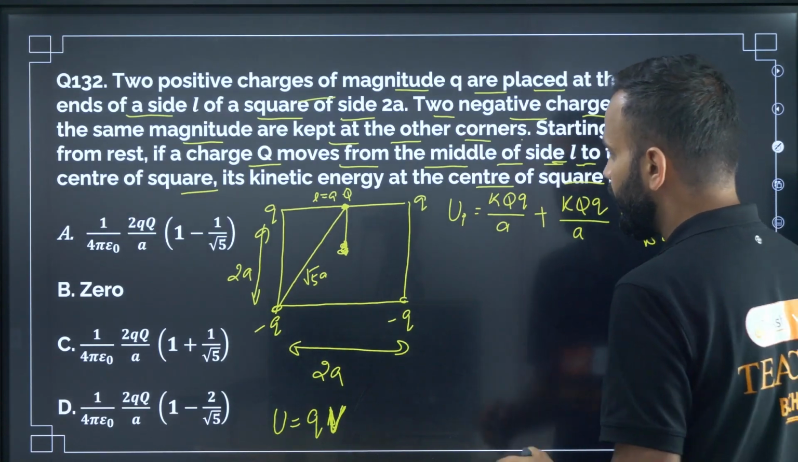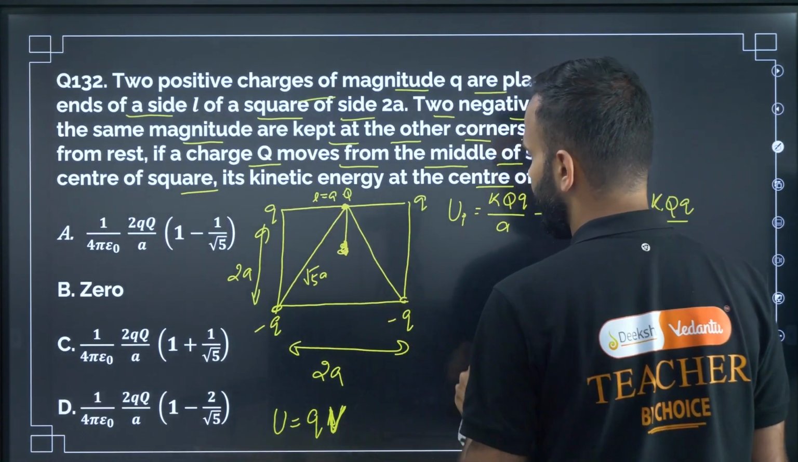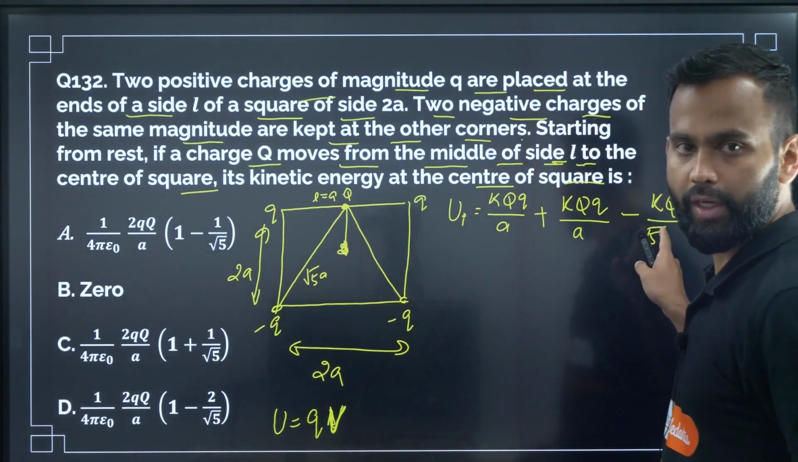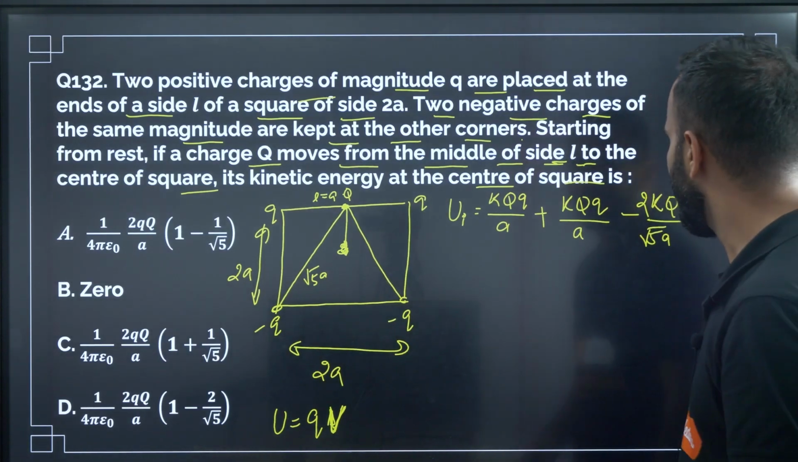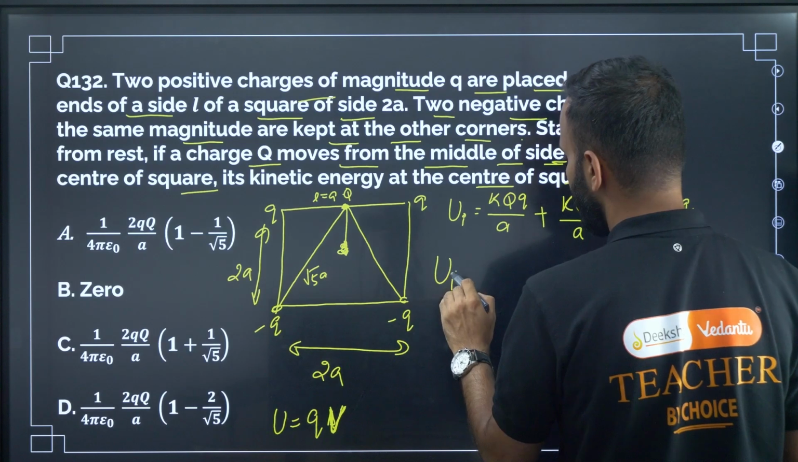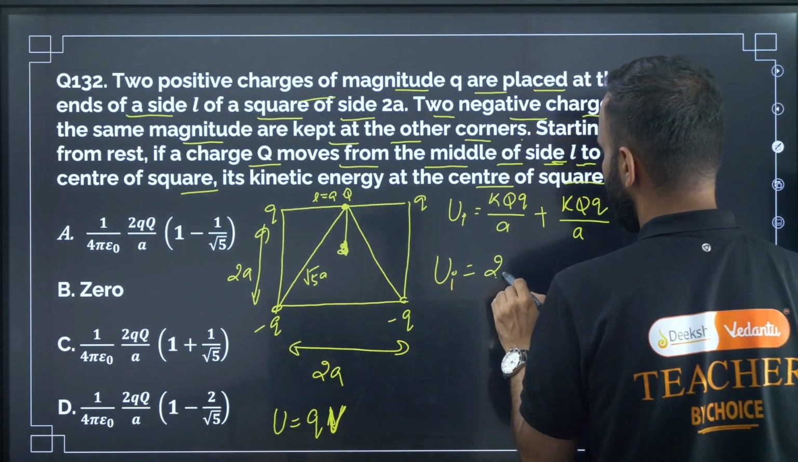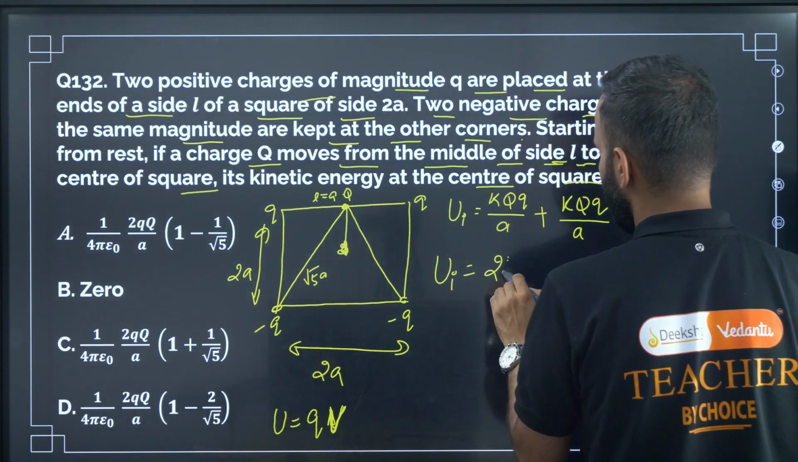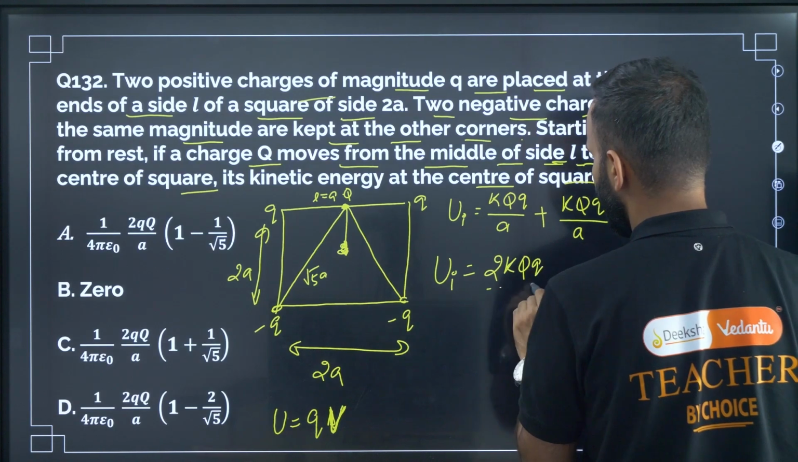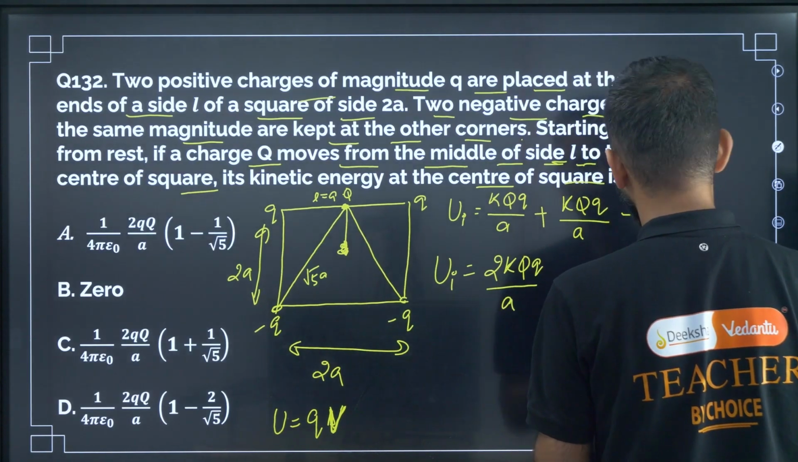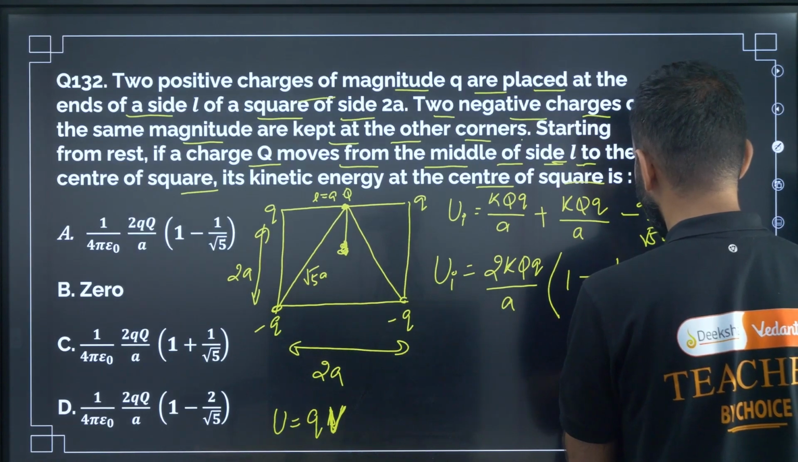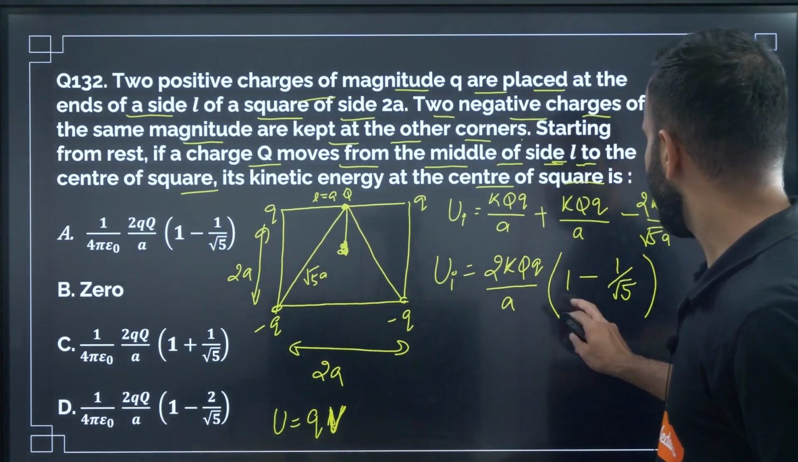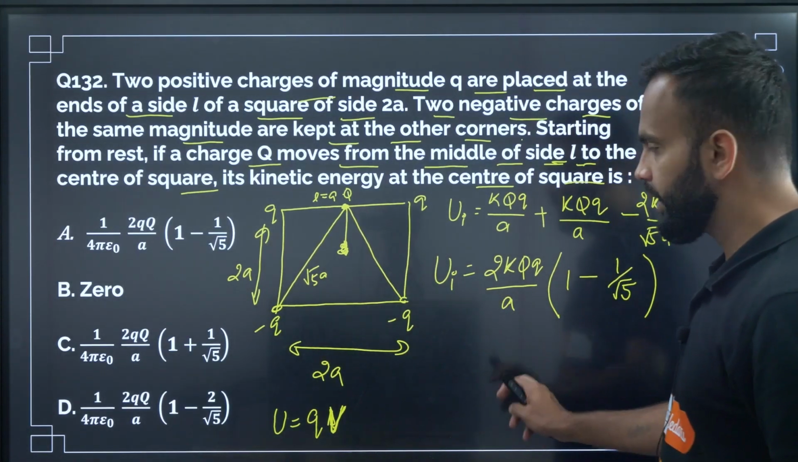Okay. So again the potential energy of q due to this other minus Q, the same value we will get. So multiply by 2. Now the initial potential energy is equal to 2 times kQq divided by a, into 1 minus 1 divided by root 5, right? So this is the initial potential energy.